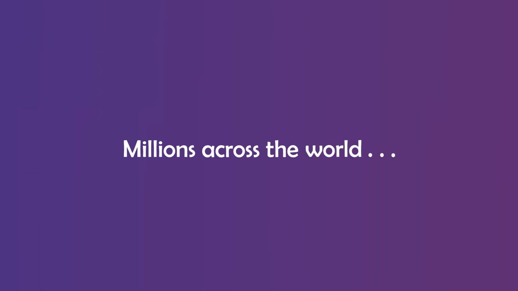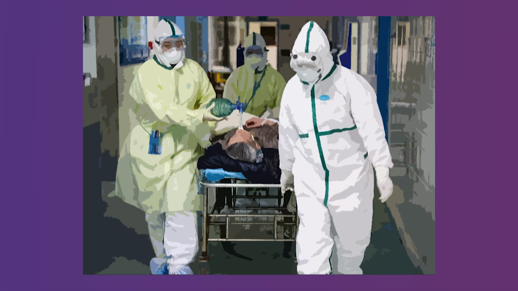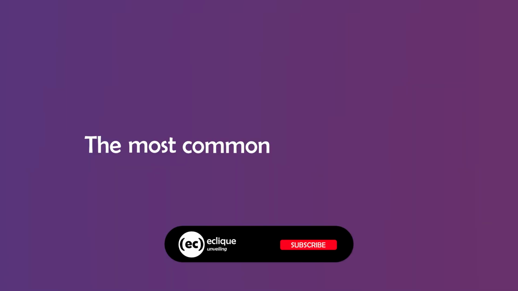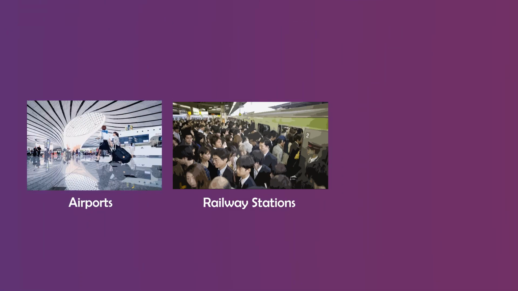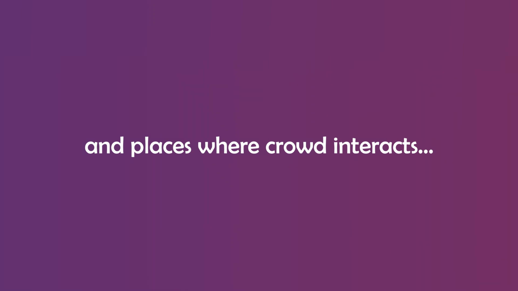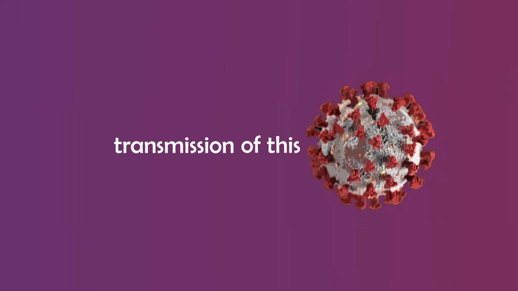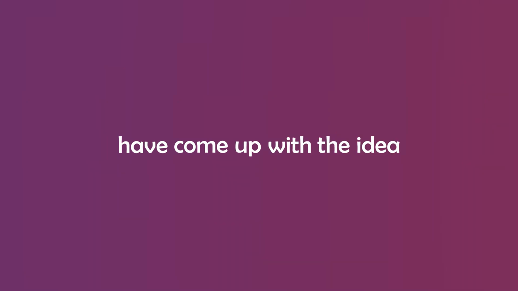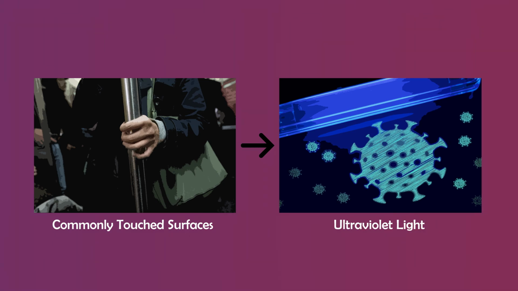Millions across the world got affected with the novel coronavirus, and doctors are working perpetually to make ends meet, treating as many people as they can. The most common mode of spread of the coronavirus disease is through public places such as airports, railway stations, malls, and places where crowds interact. Environmental cleaning can reduce transmission of this pathogen, but it is often inadequate. So researchers have come up with the idea to disinfect the commonly touched surfaces with ultraviolet light.